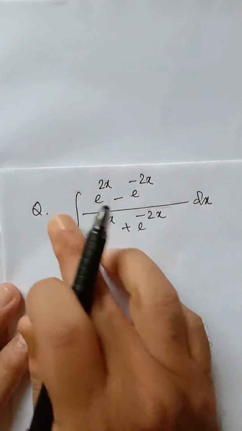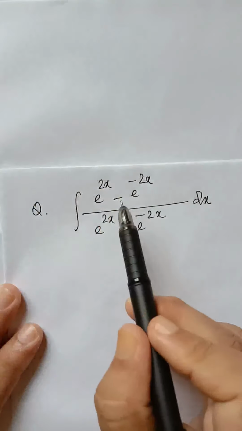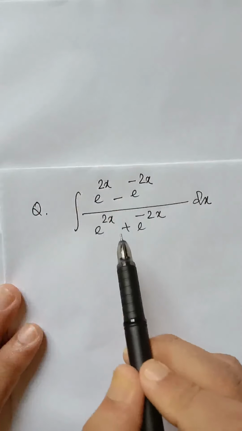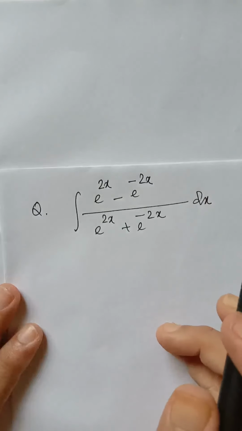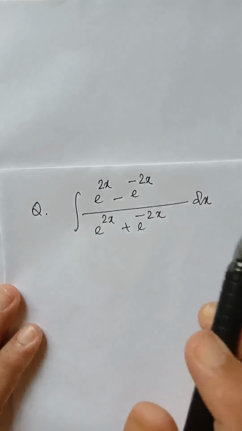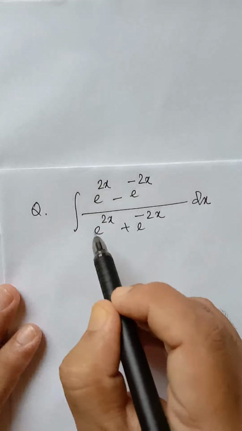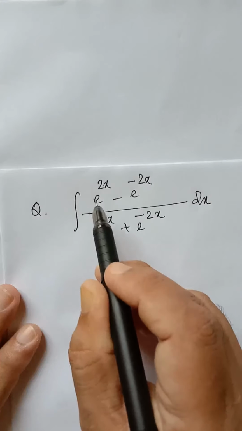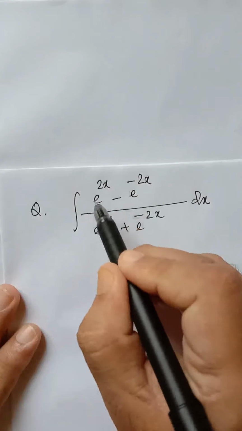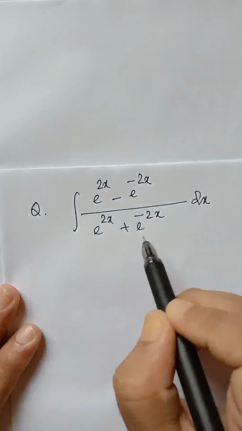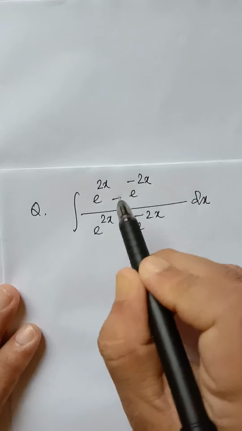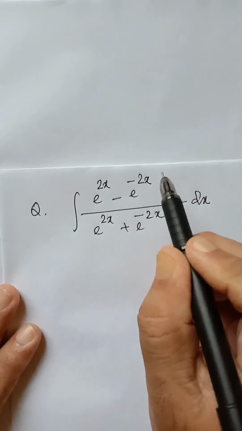Next, to integrate e to the power 2x minus e to the power minus 2x divided by e to the power 2x plus e to the power minus 2x. Now let us find derivative of denominator. Derivative of e to the power 2x is 2 into e to the power 2x. e to the power 2x is there in the numerator but 2 is missing. Derivative of e to the power minus 2x is minus 2 into e to the power minus 2x.